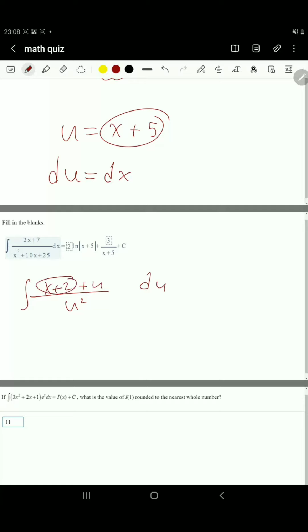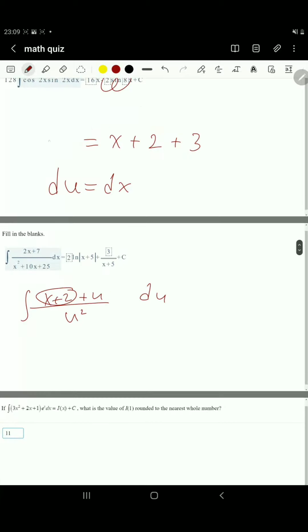We need to change x plus 2 into u somehow. We know that 5 is just 2 plus 3. We need to find x plus 2, so we take the 3 to the other side. What do we get? We get u minus 3. So x plus 2 is just u minus 3.